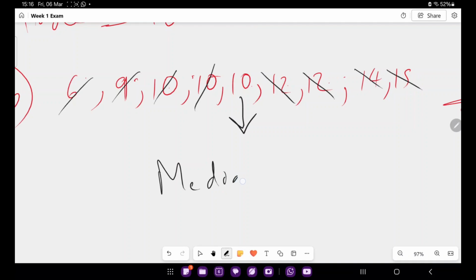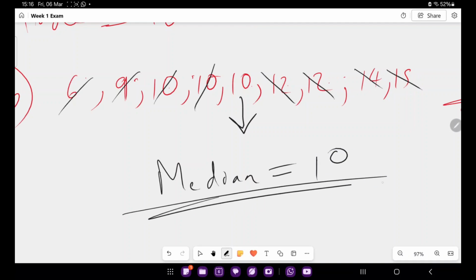If we have a scenario whereby we end up with two numbers in the middle, since we have to have at least one or two numbers, we cannot have zero numbers in between. But if there are two numbers in the middle, you just add the numbers, divide by 2, then the answer that you get is the median. But in this case, since we are left with one number in the middle, that number is our median.